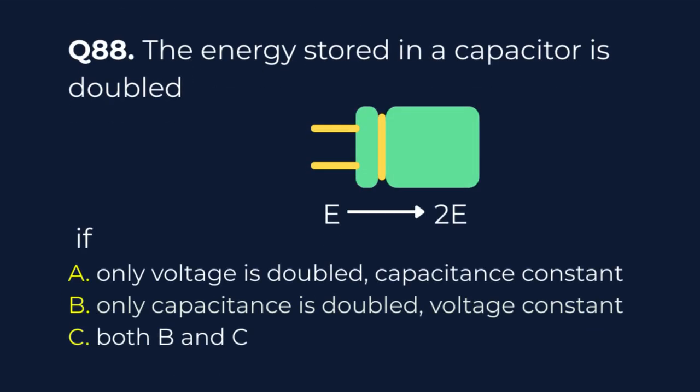Question 88. The energy stored in a capacitor is doubled if: a) only voltage is doubled, capacitance constant, b) only capacitance is doubled, voltage constant, c) both a and b.